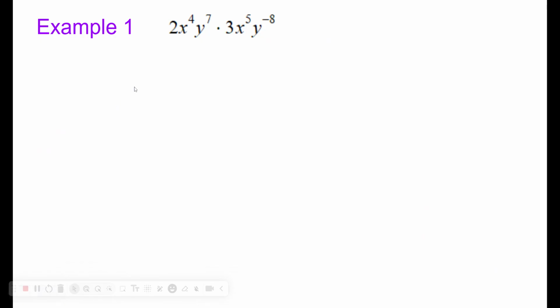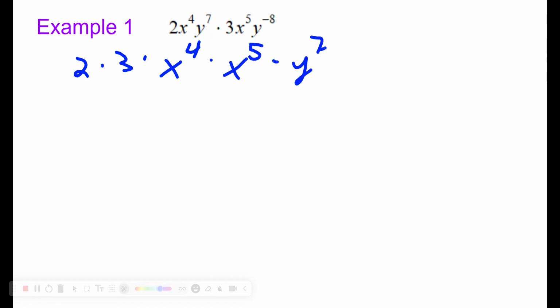Example 1. 2 times x to the 4th times y to the 7th times 3 times x to the 5th and y to the negative 8th. Let's split up our bases. Make sure we don't lose track of anything. We're going to end up with 2 times 3 times x to the 4th times x to the 5th times y to the 7th times y to the negative 8th.